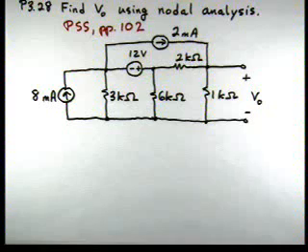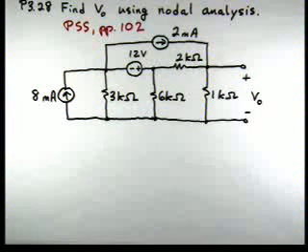Okay, here's problem 3.28 in the problem solving videos. It says find V0 using nodal analysis. Again, we're going to follow along with the problem solving strategy on page 102 in the text.